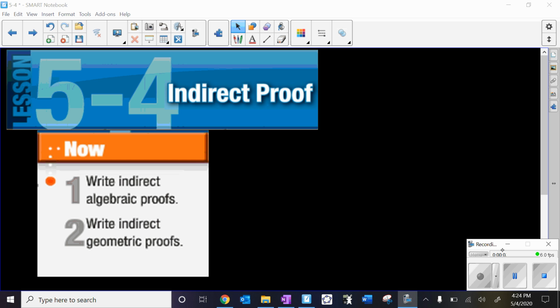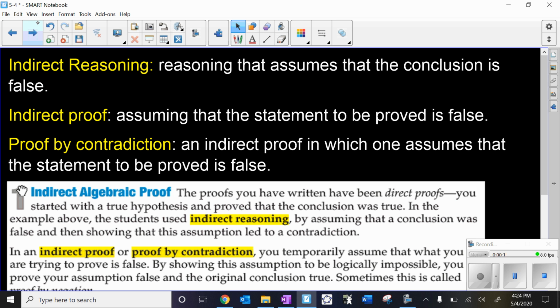Okay, section 4, we're going to look at a new type of proof, and it is called an indirect proof. So we'll write algebraic indirect proofs, and we'll write indirect geometric proofs. So first thing, what is an indirect proof or indirect reasoning? A proof by contradiction. All three of these words kind of mean the same thing. They're all pretty much the exact same definition when you look at them. I like to use proof by contradiction because that's the type of indirect proof that we're dealing with.